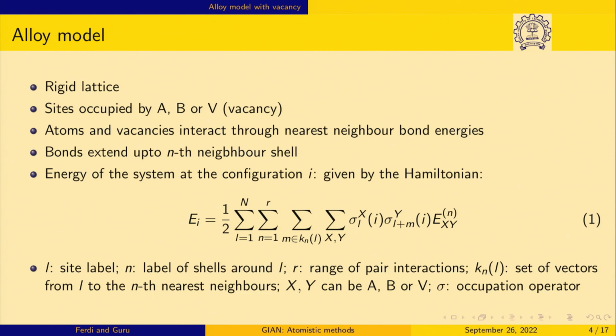So, the alloy model that we have in mind is a rigid lattice. The sites are occupied by A or B, or they are not occupied, we say that it is occupied by a vacancy. Okay. That is the terminology we use, and the atoms and vacancies interact through nearest neighbor bond energies, but the bonds themselves can extend up to the nth neighbor shell. Okay. So, you can say first nearest neighbor, second nearest neighbor, third nearest neighbor, and so on.